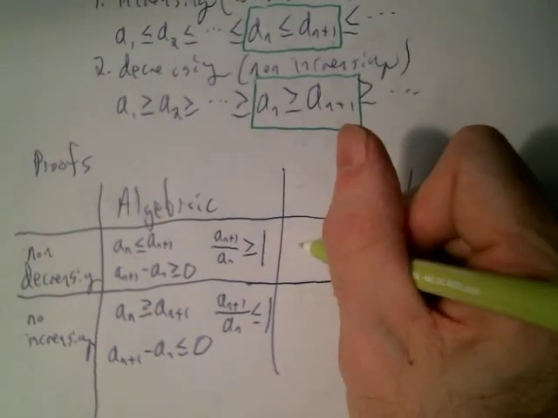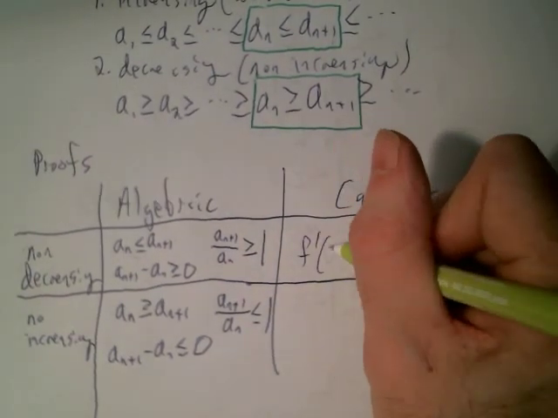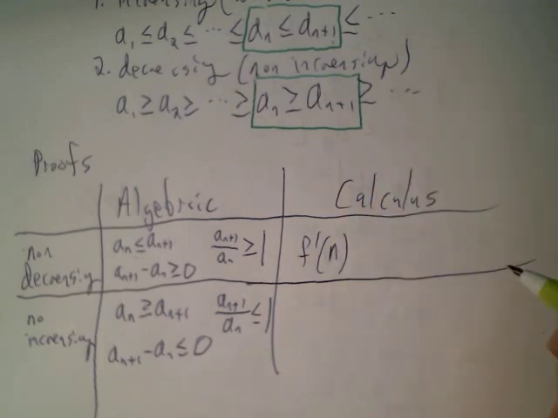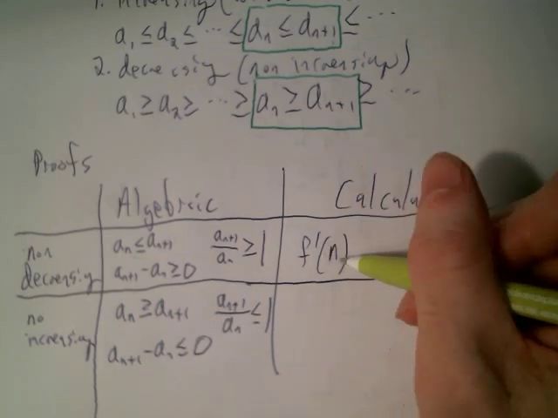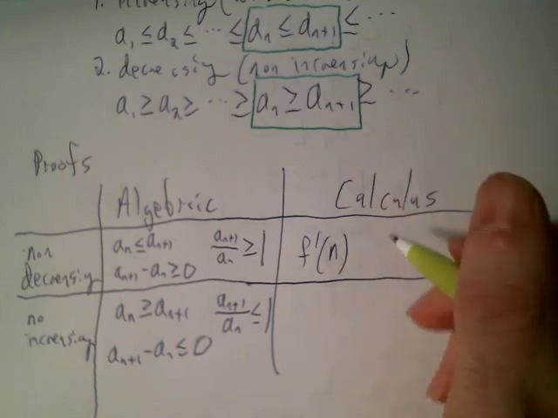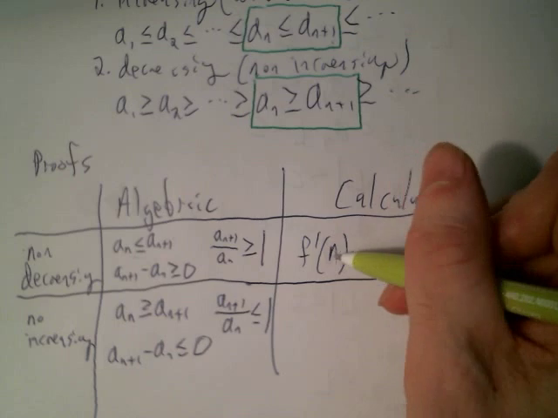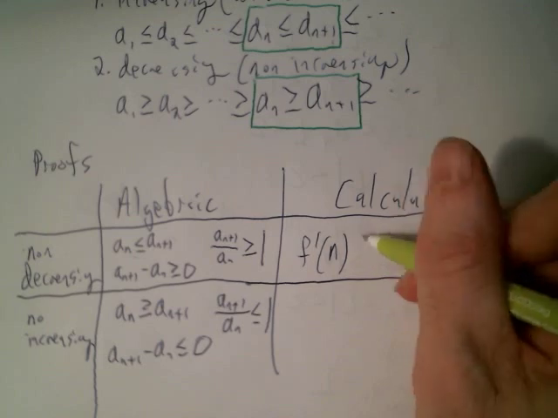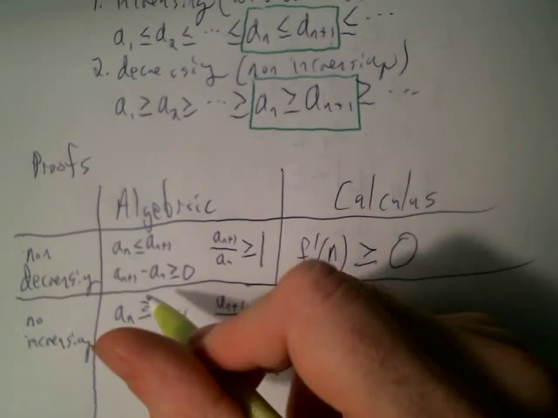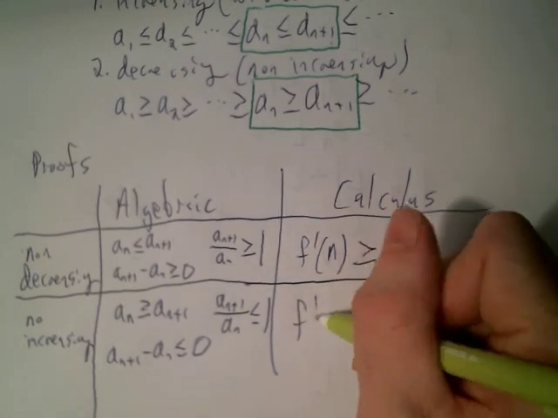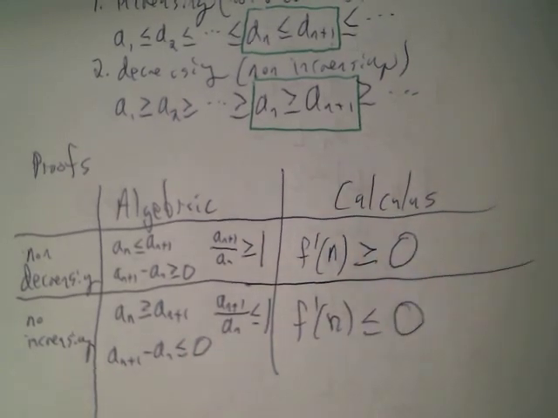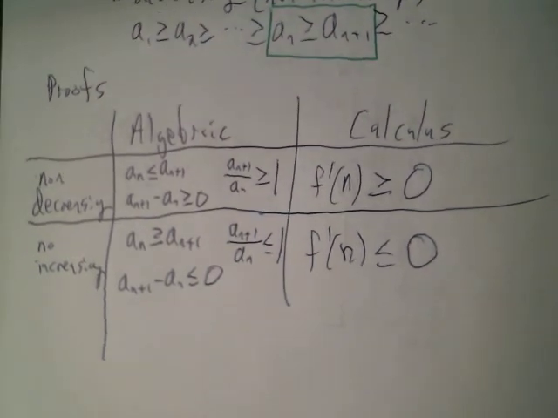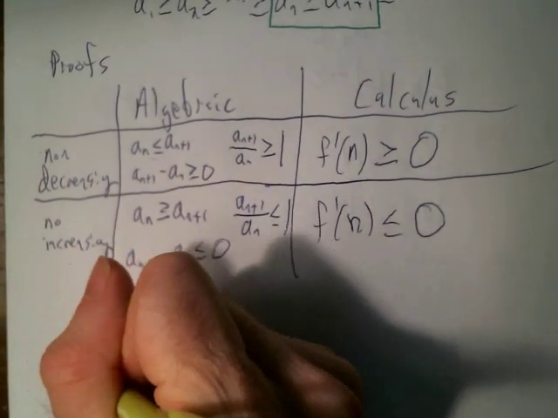And then calculus, you take a look at the derivative of the corresponding function to the sequence. Okay, so I'll just write f prime of n, where I'm assuming it's in terms of x, but just to remind you that this f of x is equal to a sub n at the integers. Okay. So if you take the derivative and you find that's greater than or equal to 0, it's non-decreasing. If you take the derivative and find it's less than or equal to 0, it's non-increasing. Okay, so let's go through and look at these types of proofs in context.